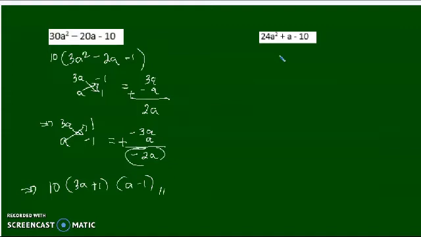Okay, so factors of 24a. So factors of 24, we have 8 times 3, 6 times 4, 2 times 12, and 24 times 1. Now, let's try 8 and 3 for the factors of 24. So, 8, 3, then a, and then a. Then, factors of negative 10. Let's try here 5 and 2.